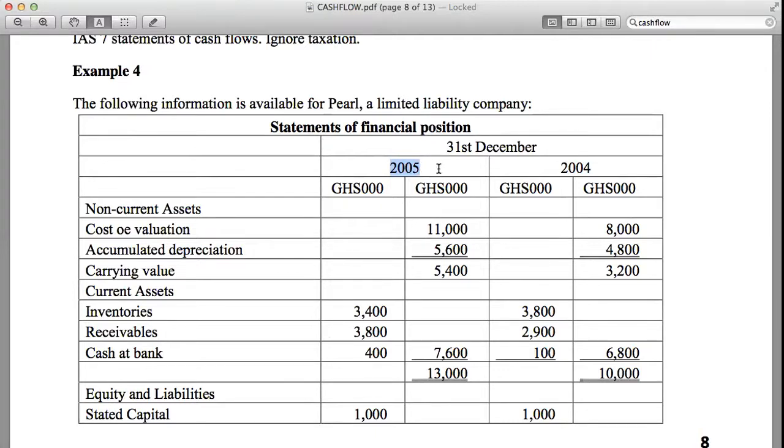Now the examiner can also change the pattern. He can place the previous year here and the current year to here. Doesn't matter. What matters is the dates. 2004 and 2005. You can't tell me that 2004 is current than 2005. No. So take note.